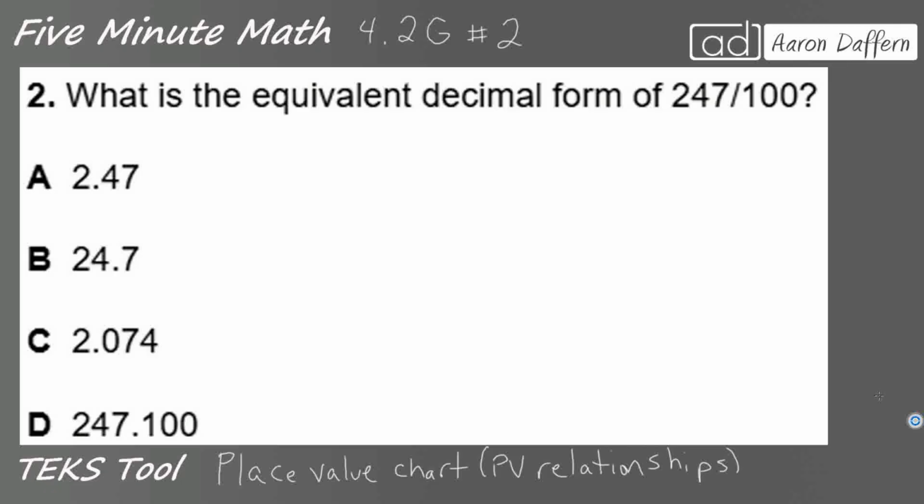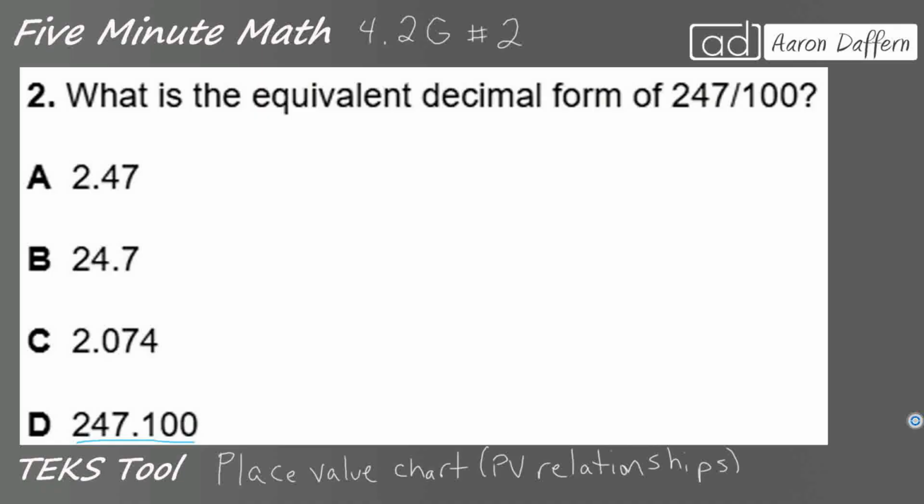So we have a fraction here, 247 over 100, 247 hundredths, if we wanted to say it all together. We need to find the equivalent decimal form of that. And so I think the place value chart is going to be most useful. Now, if we take a look at this, you see how this answer D actually goes over here, 3 place values over. So does answer C.